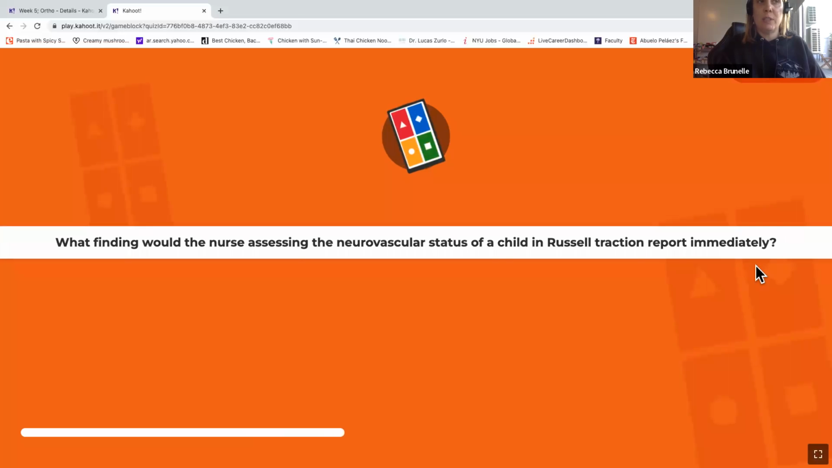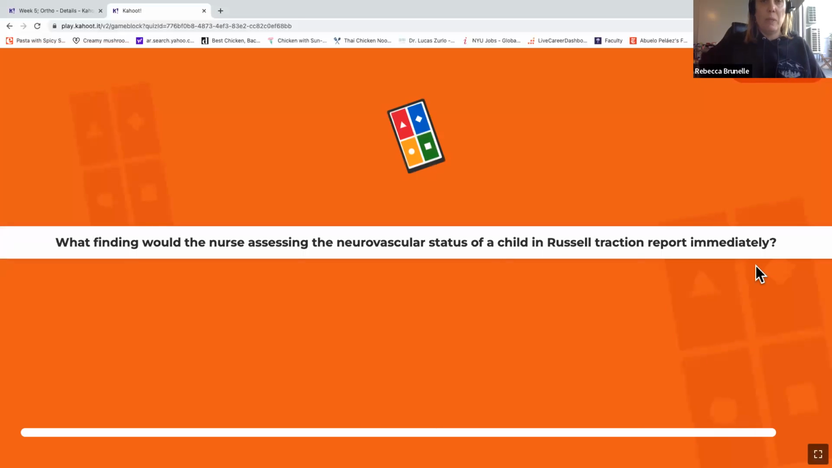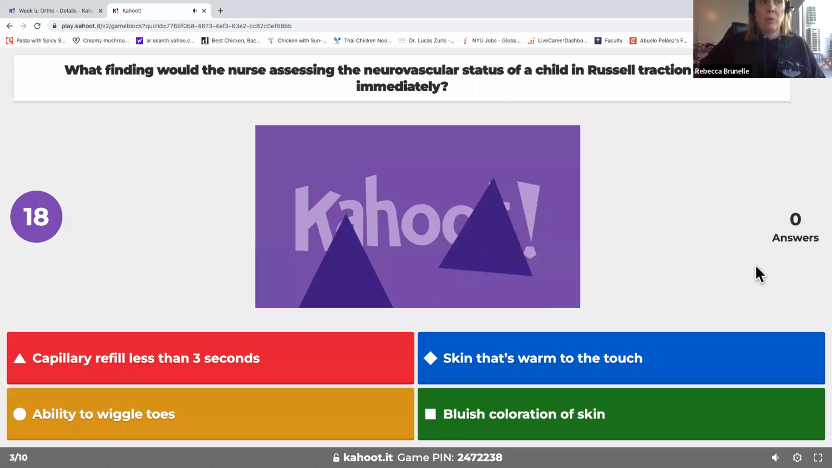What finding would the nurse assessing the neurovascular status of a child in Russell traction report immediately? Cap refill less than 3 seconds, ability to wiggle toes, skin that's warm to the touch, or bluish coloration of the skin.